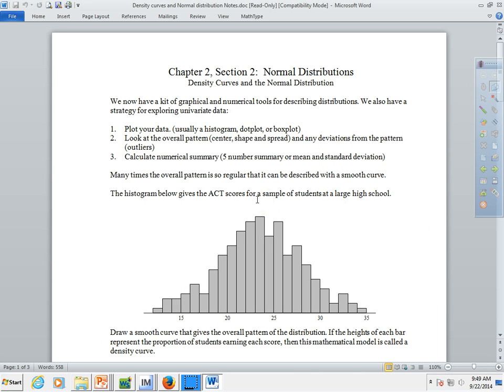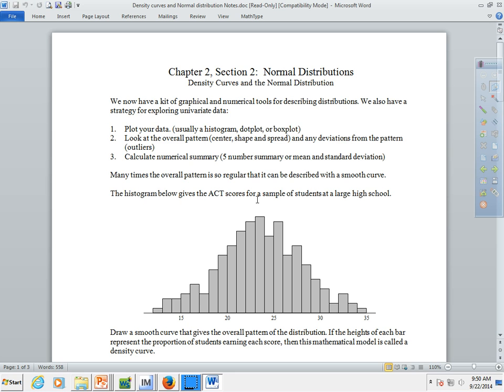And so again, the idea is when you collect your data, we're going to go through this step-by-step process on what to do with that. We're going to plot it, whether through a box plot, dot plot, stem plot, histogram, whatever. Look at the overall pattern. We talked about SOCs, right? And then we want to calculate some numerical summaries so we get a more specific idea about what the data is trying to tell us.